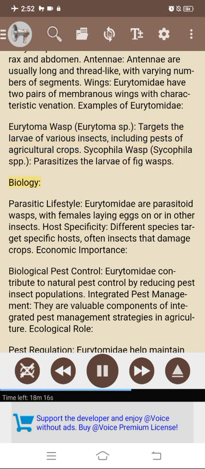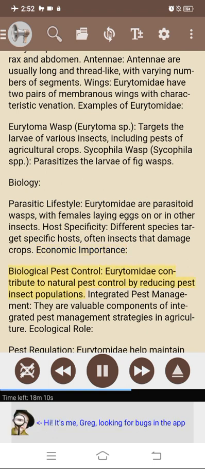Parasitizes the larvae of big wasps. Biology. Parasitic lifestyle. Urotomedy are parasitoid wasps, with females laying eggs on other insects. Host specificity. Different species target specific hosts, often insects that damage crops. Economic importance. Biological pest control.